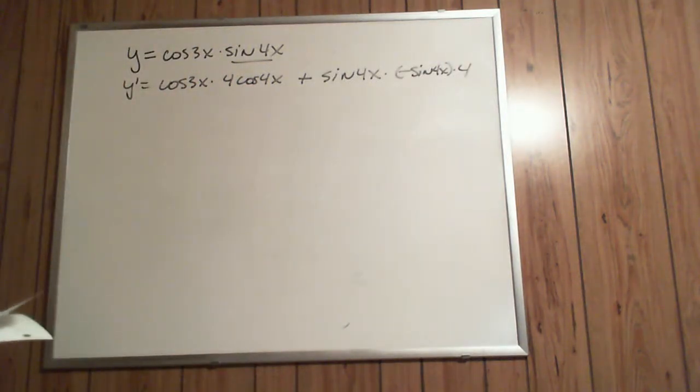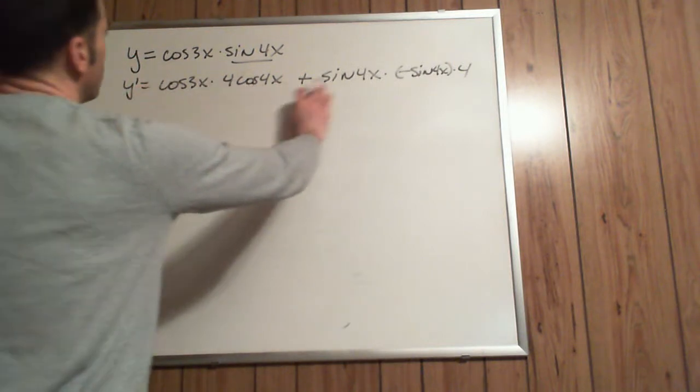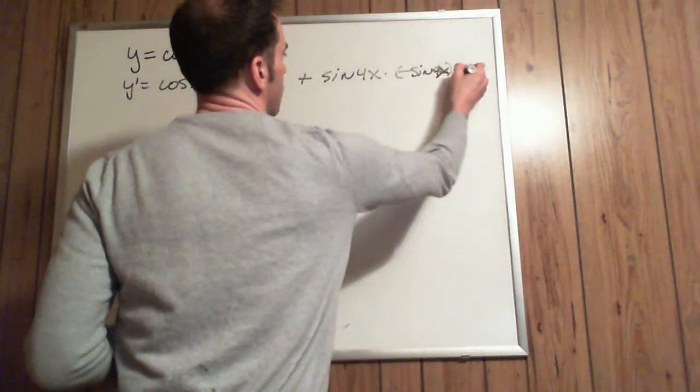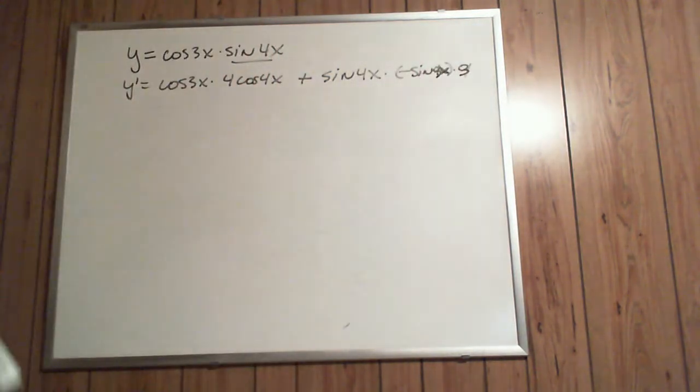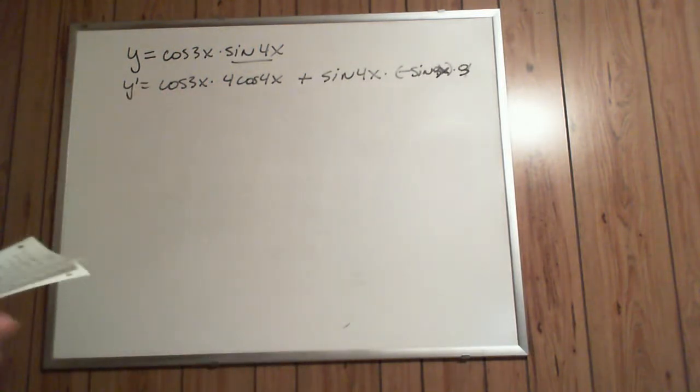I think I had botched something up here. It's the first times the second, which I got, plus the second times the first. This should have been a 3x times 3. And no, you cannot do anything else with these because these are not the same arguments. So you can just leave it like that.